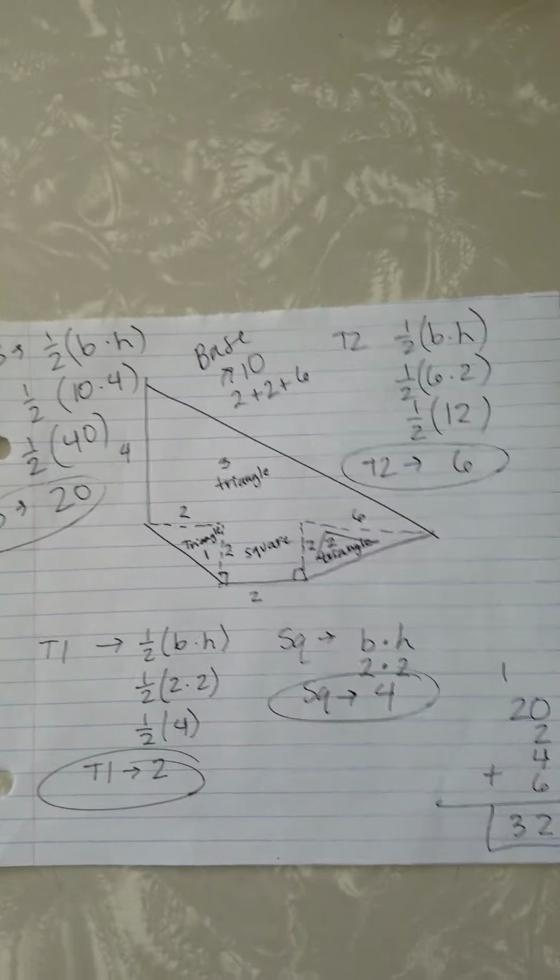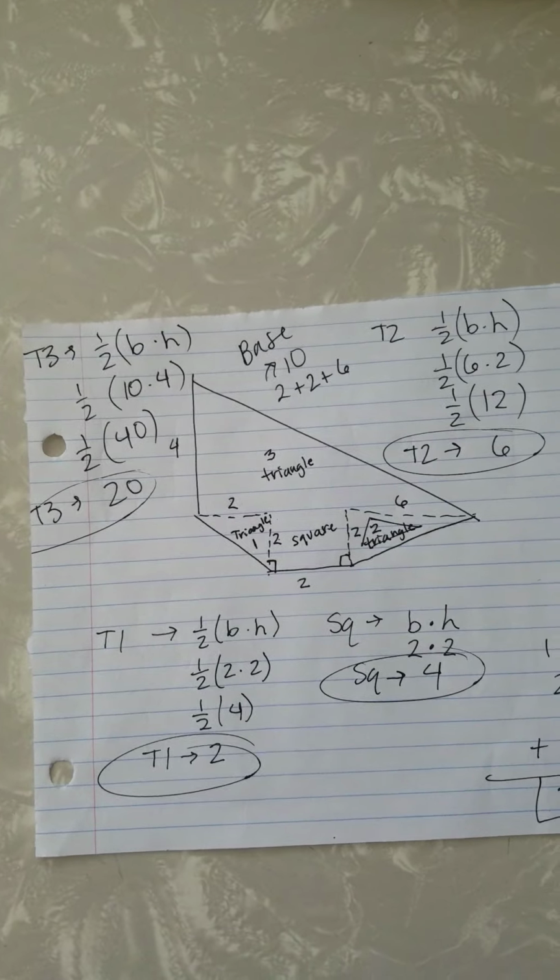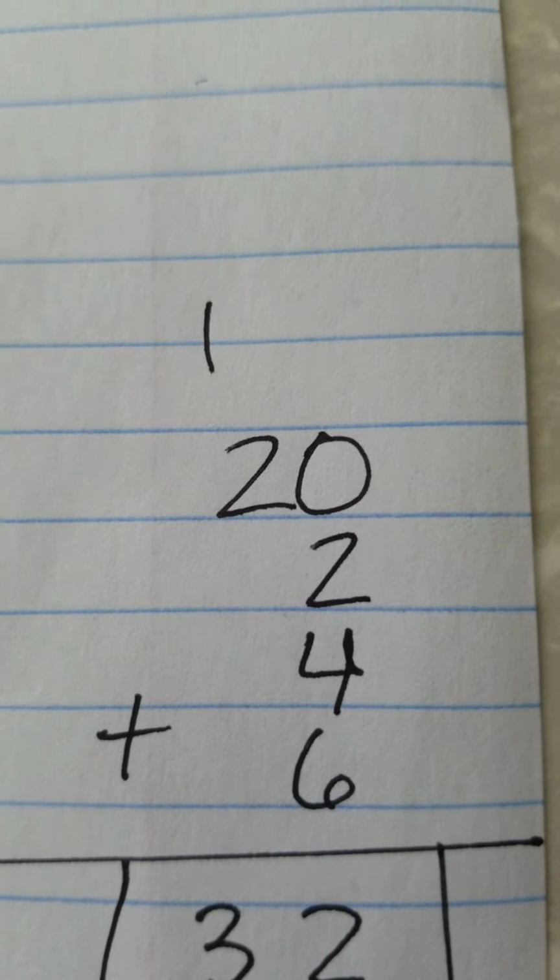So now that I've found the area of all 4 of those shapes, I then take all of those numbers and add them up. 20 plus 2 plus 4 plus 6. That means the area of this crazy shape was 32.